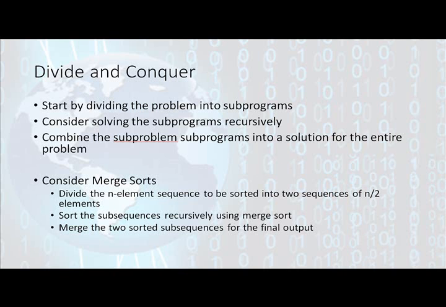We're going to start off with something called a merge sort. It divides n elements into two sequences, each with a length of n divided by 2 elements. For this example, if one of those happens to be uneven, it's always going to be the second set which might have the odd element. We then sort the subsequences recursively using a merge sort. Finally, we merge the two sorted subsequences for the final output.